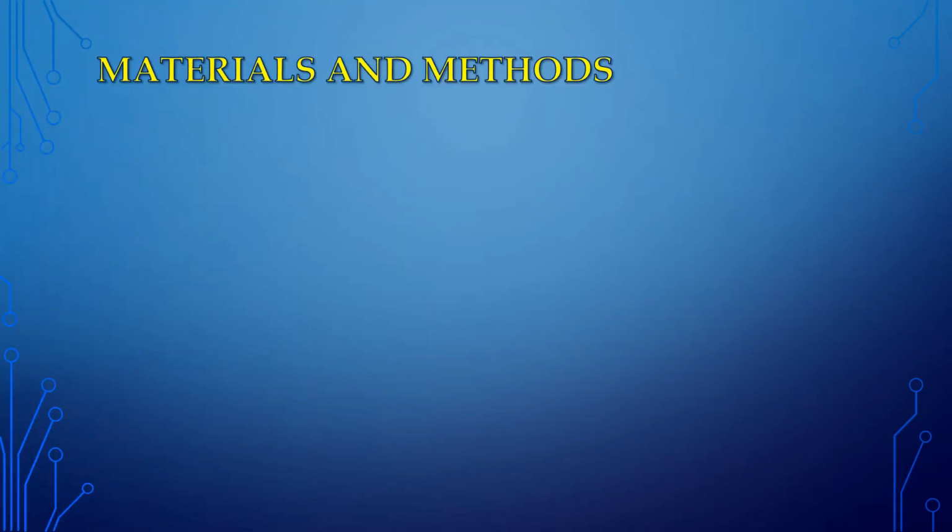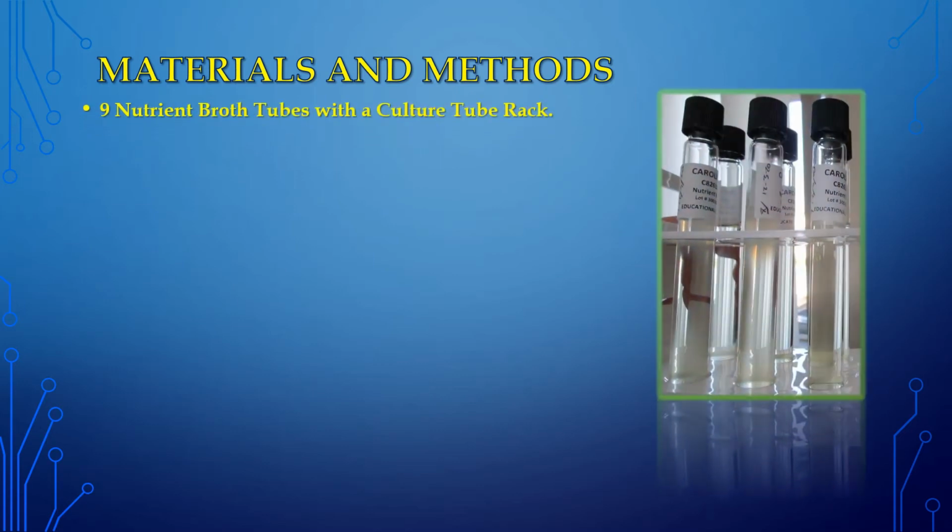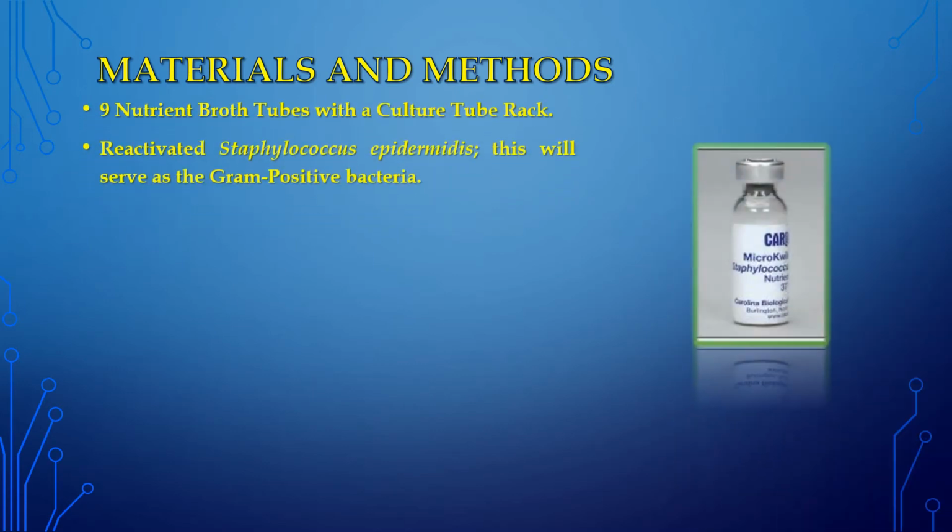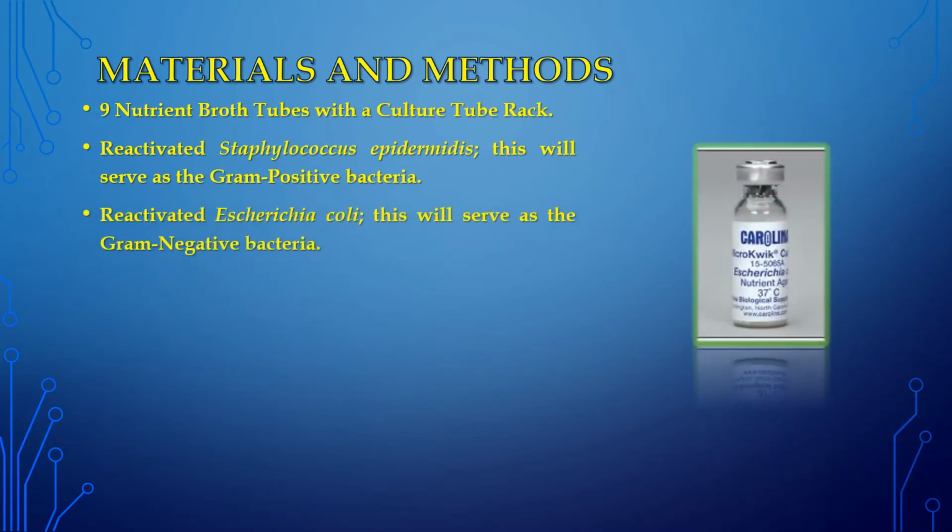Materials and methods. You would need 9 nutrient broth tubes with a culture tube rack, reactivated Staphylococcus epidermidis, which had previously been lyophilized. This will serve as the gram-positive bacteria. Reactivated Escherichia coli, which had previously been lyophilized. This will serve as the gram-negative bacteria.